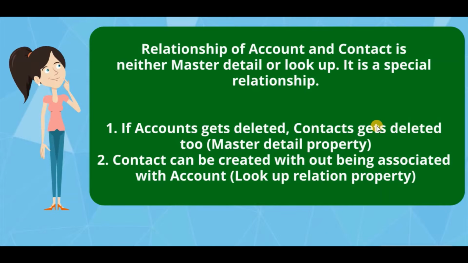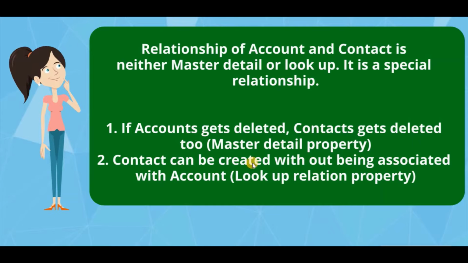As per the master detail relationship, if object A records are deleted, its associated object B records will get deleted. And any contact can be created without being associated with any account, which is a lookup relationship property. If it is a master detail, you cannot create a child record without it being associated with a parent record. But here, a contact can be created without being associated with an account, right? Which is a lookup property.